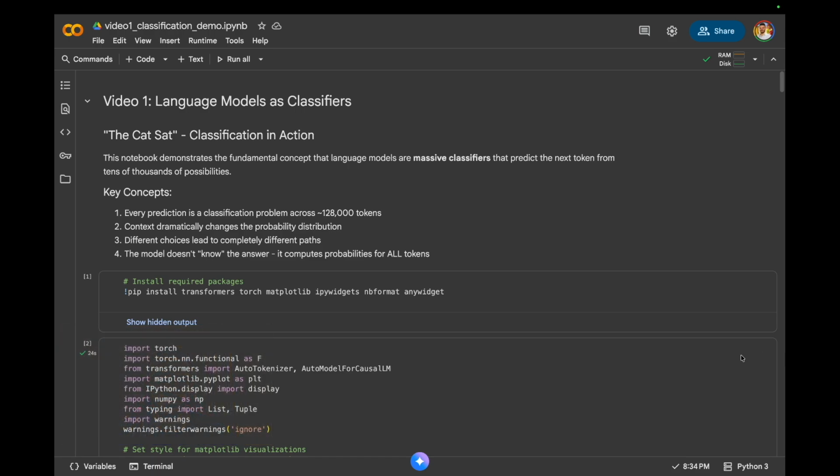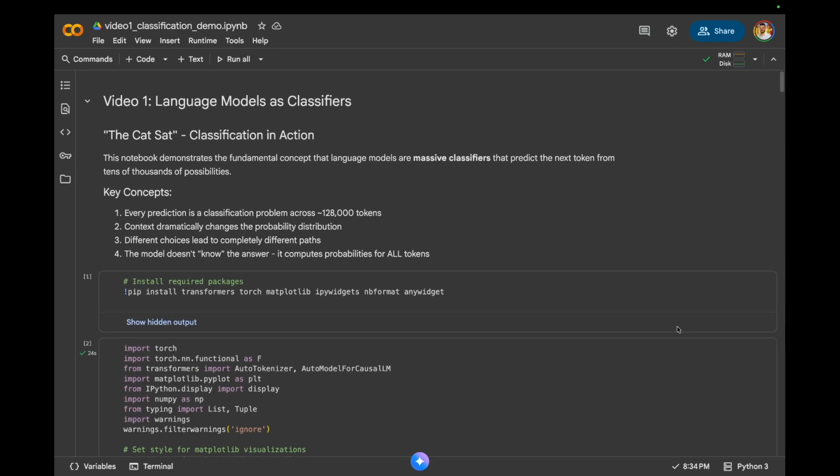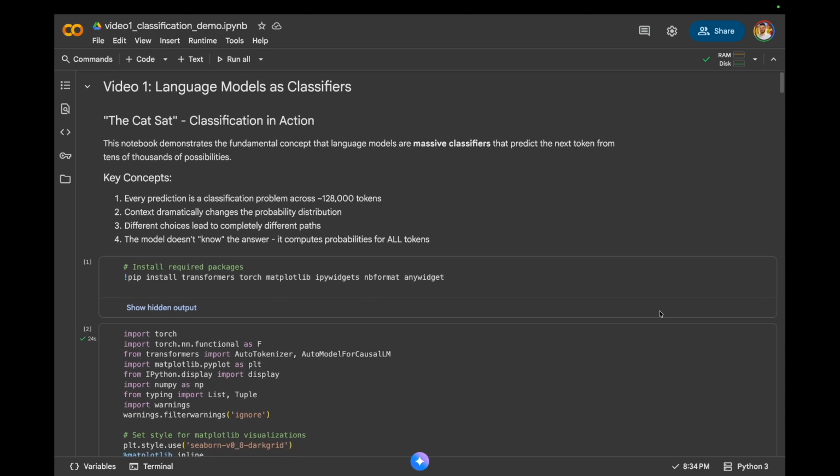So let's start with our code here. This is a Jupyter notebook. You can run it on Google Colab or locally. It's not a heavy one, so it doesn't matter that much, and it depends on the LLM that you choose.